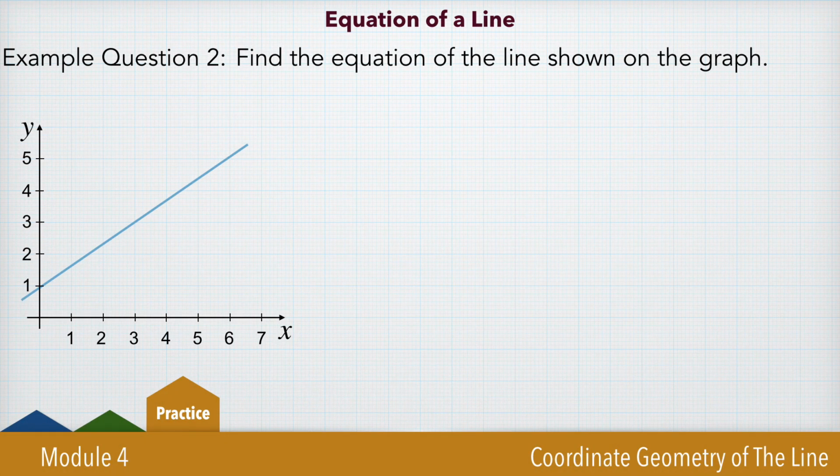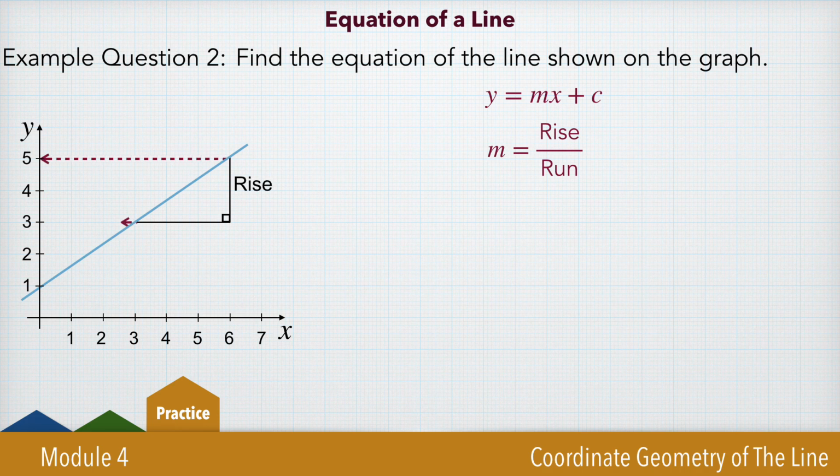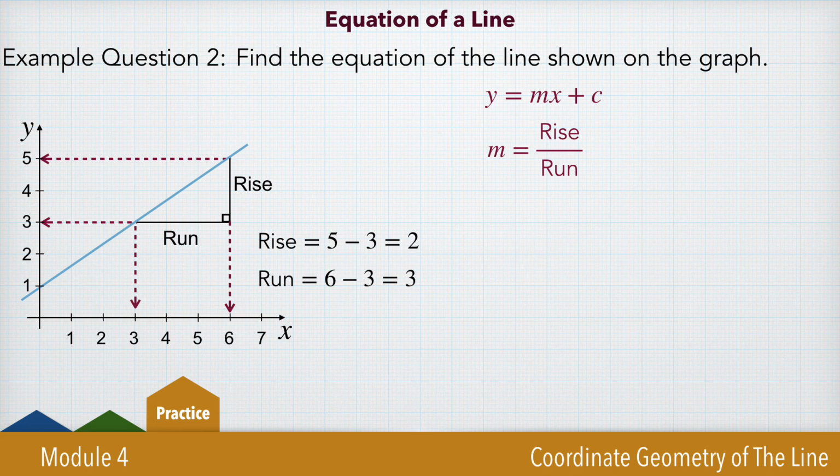In this question, we must find the equation of the line that is shown on the graph. As we have the graph of the line, we can use the formula y equals mx plus c. To use this formula, we need to find the slope of the line m and the y-intercept c. To find the slope, we can use the slope formula rise over run. We start by constructing a right-angled triangle with the line as the hypotenuse. From the axis, we can see that the rise is 5 minus 3 and that the run is 6 minus 3. Substituting into the formula gives us a slope of 2 over 3.